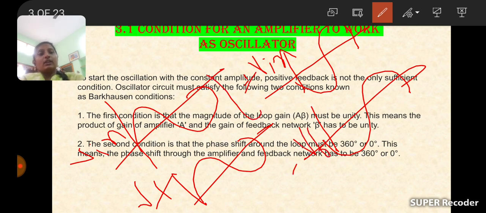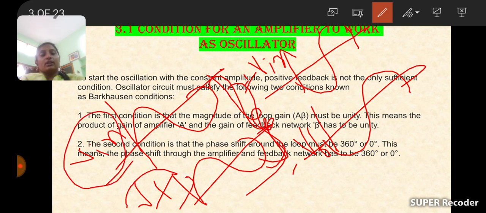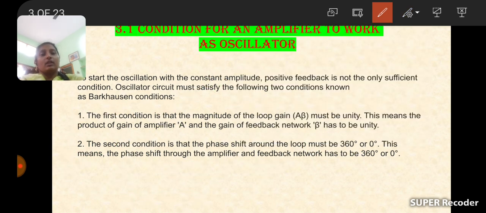Means in this way, the signals are in phase. Which signals? Feedback signal and input signal. If the feedback signal is in phase with the input signal, then the feedback is called positive feedback. So this positive feedback is used in circuits to produce oscillations.